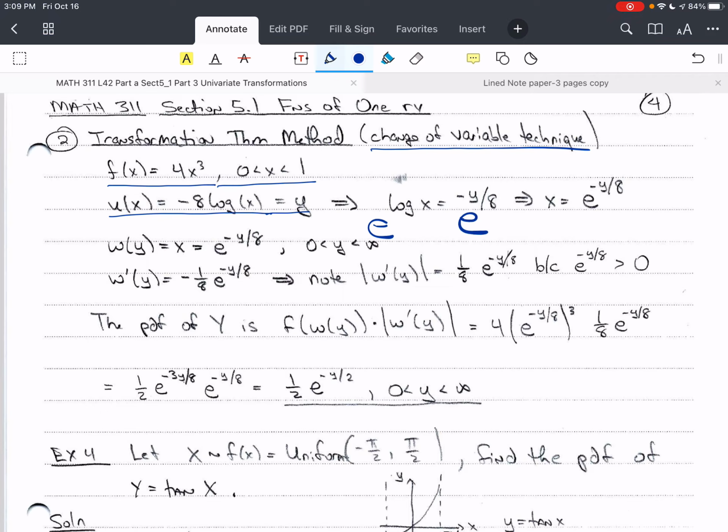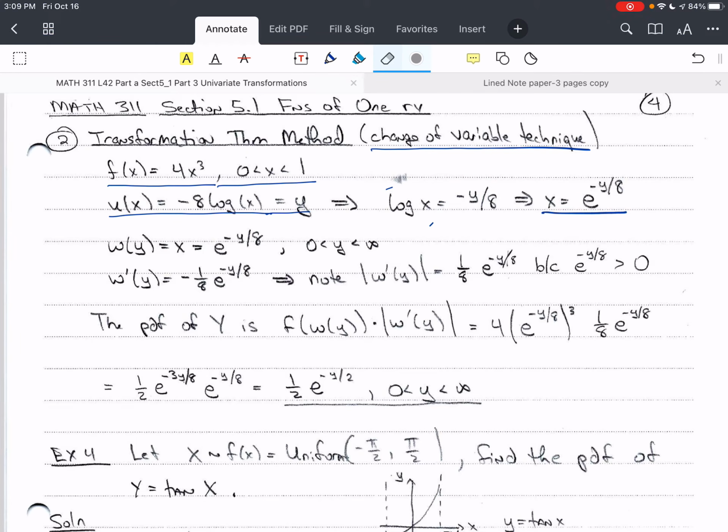We can, as long as we do the same thing to both sides of the equation, we keep the equality. And so e raised to the log x is simply x. So this is a fact that you need to know. Okay? And then we have x equals e to the negative y over 8. That is our inverse transformation and what we're going to use.